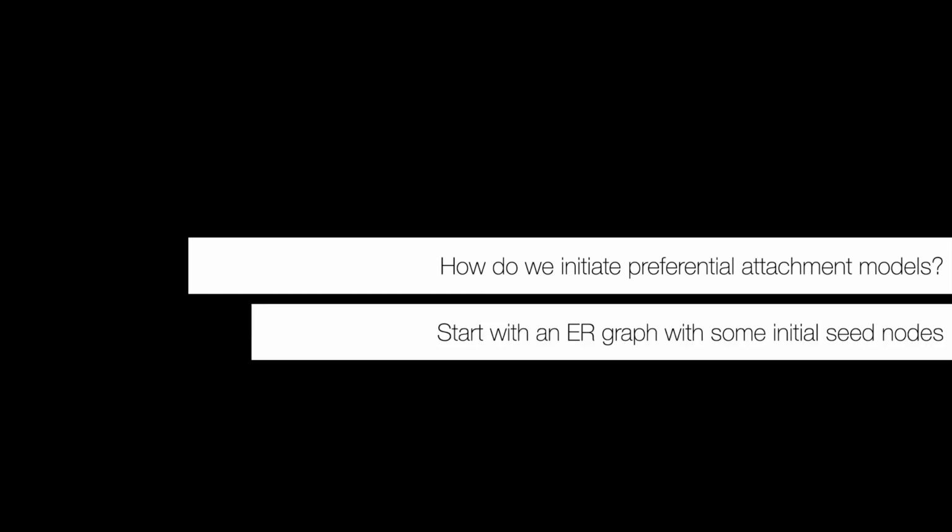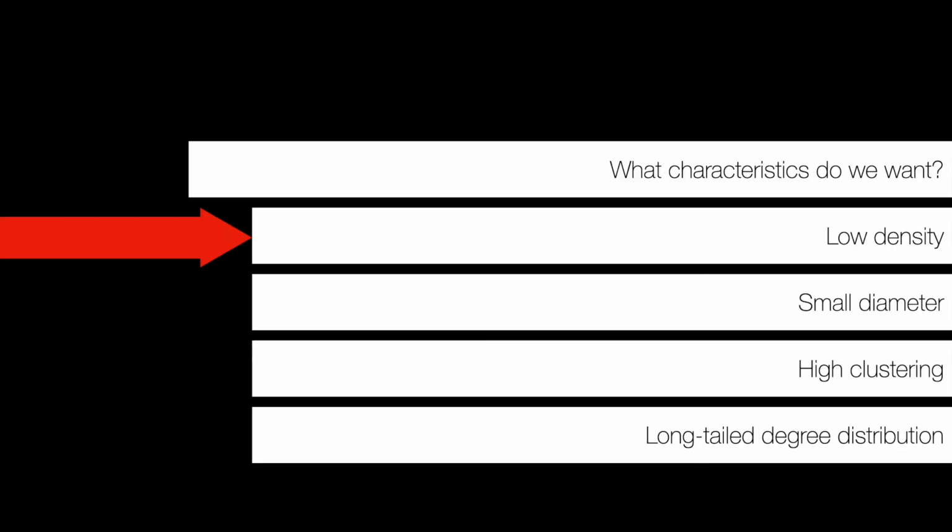There are some implementation details here about how you initiate these preferential attachment models. The general way is to start off with some Erdos-Renyi graph, so you get some initial seed set of nodes, and then you can add new nodes to the graph until you get some target node count that you're looking for, and these hubs will emerge out of that structure in a way that's much closer to real-world networks. So the Barabasi-Albert model maintains this low density because we start off with an ER graph.